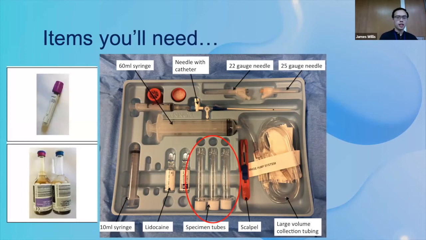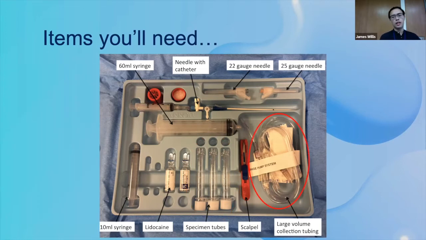You need collection tubes for samples. So sometimes in the tray you get 3 tubes. One is for biochemistry, one is for cytology, and one's for microbiome. You can also use an EDTA tube for automated cell count, and blood culture bottles if you're thinking of doing cultures. And remember to get transfer tubing or adapters for these vacuum bottles.